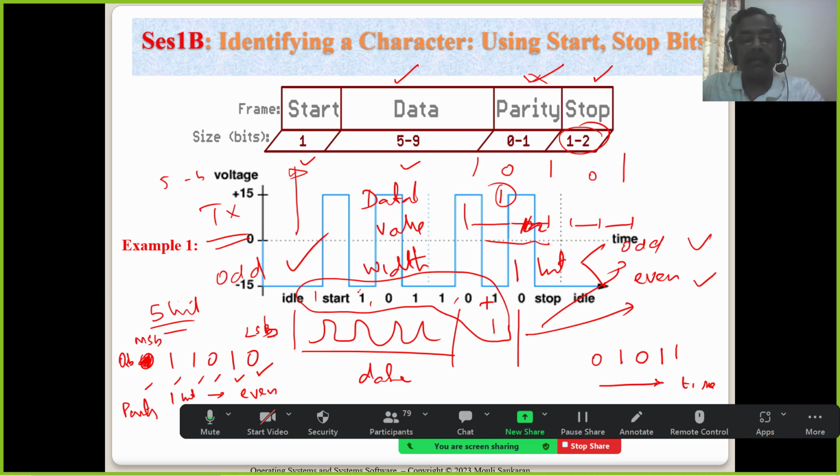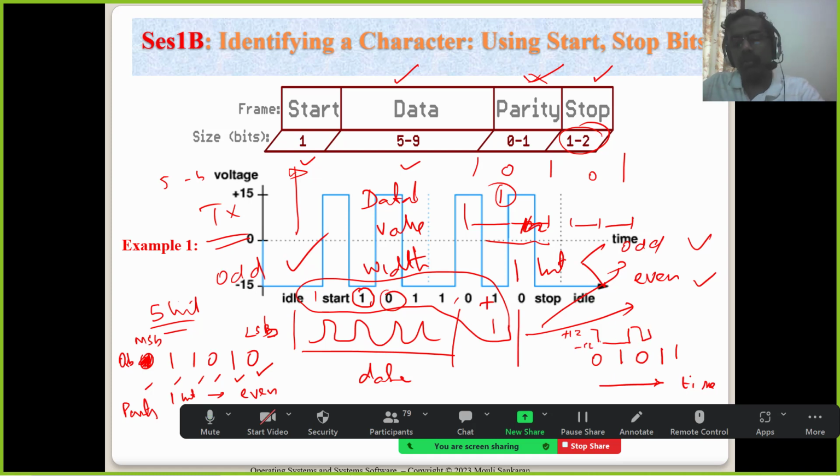As we have already mentioned, 1 means negative value, 0 means positive value. So this is some positive 12 volt. Suppose I say plus 12 volt, positive 12 volts. Then you say negative means 1 has to be negative 12 volts. So you will say minus 12 volts. Like that you will be drawing the waveform.